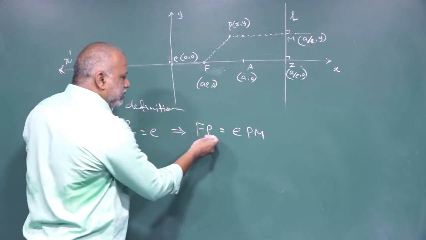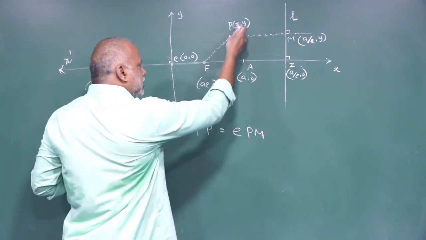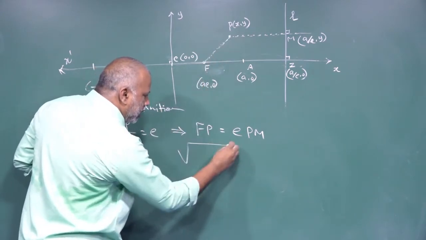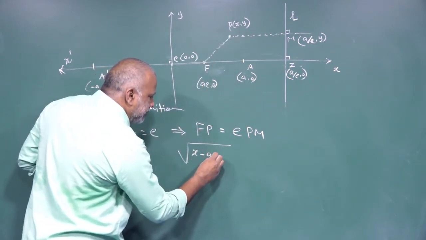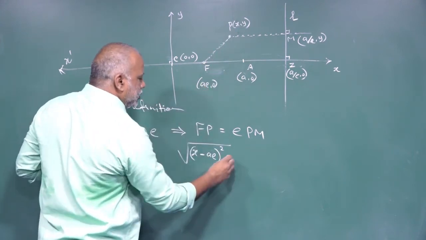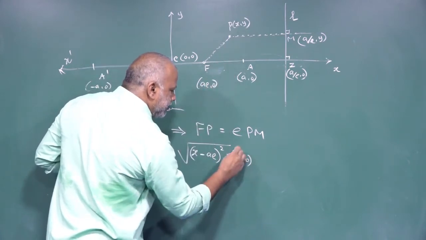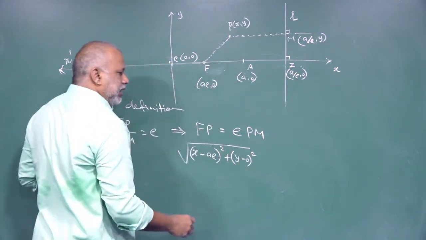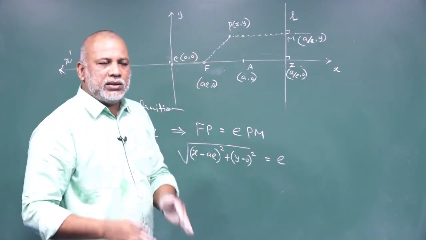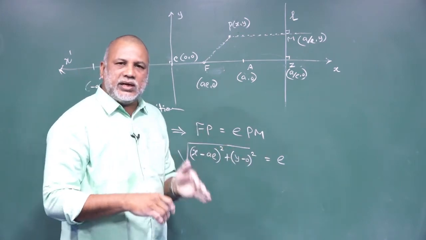Now see what is the meaning of FP? It is nothing but the distance between 2 points. So work out the distance between 2 points. That means square root of x minus AE the whole squared, plus y minus 0 the whole squared. This is the meaning of FP. E is here unknown. It should be less than 1. Working out the problems we are able to see. Now it is theoretical.